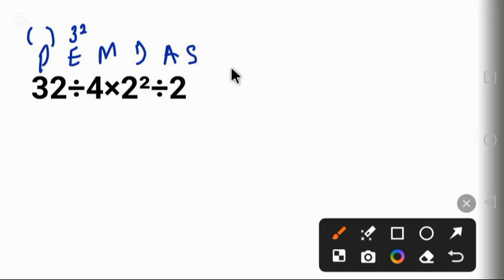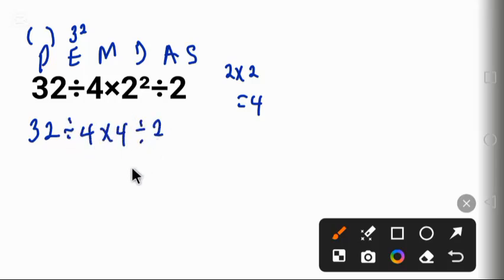2 raised to power 2 will give us 2 times 2. And 2 times 2 will give us 4. So we have a new equation, which is 32 divided by 4 times 4 divided by 2.